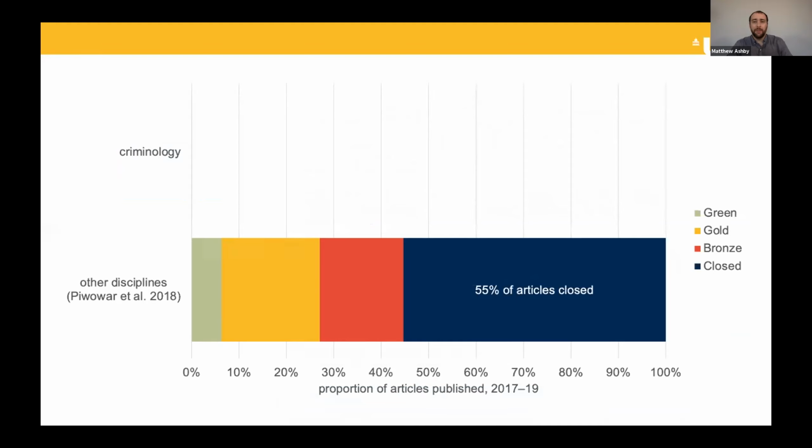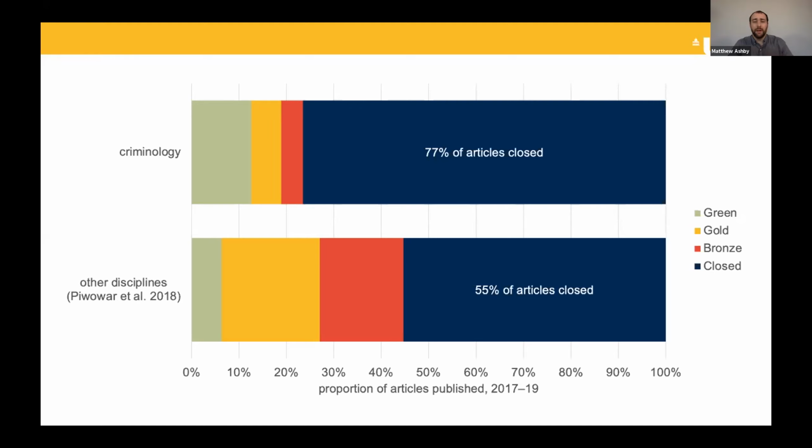So criminology, we're a discipline where a lot of people come into this area of research because they want to make a difference to practice, because they want to make a difference to policy, because they want to have their work have an effect in the real world outside academia. And that might not always be true of some of the other disciplines that were studied by Pivovar et al. So how do we compare to other disciplines? Well, we're much, much worse. So compared to other disciplines, about half their research is open. With criminology, it's less than a quarter.